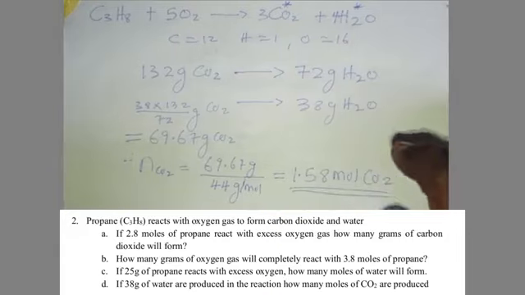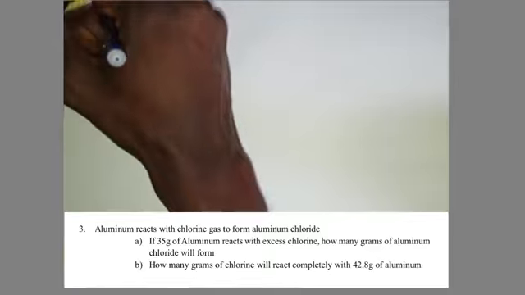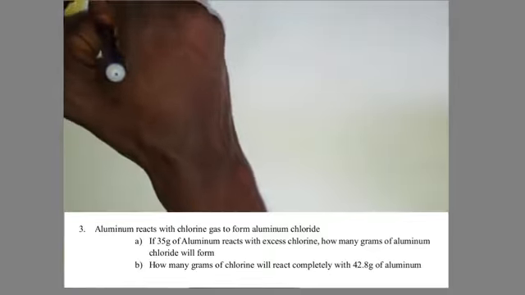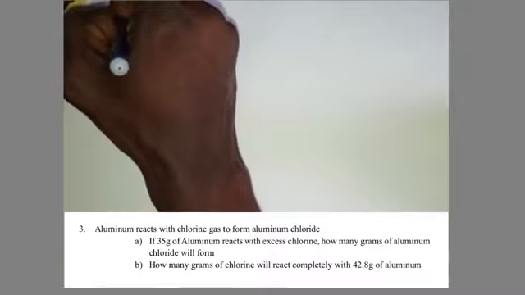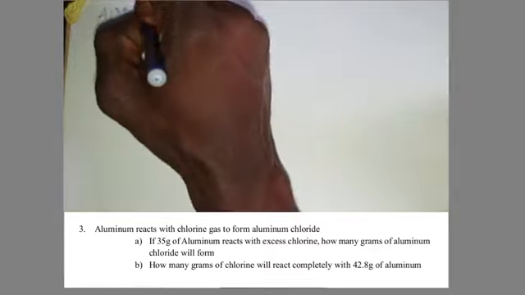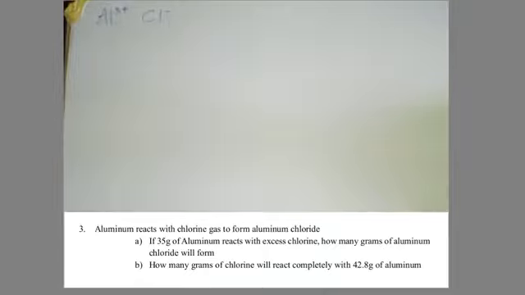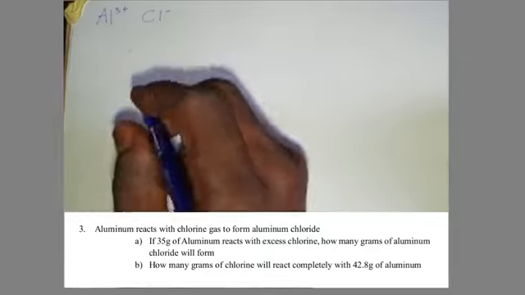So we are done with question number 2. Let's go to question number 3 now. For question number 3, we have that aluminum reacts with chlorine gas to form aluminum chloride. So we have to write a balanced equation for the reaction. We know that aluminum, Al, is in group 3 and it has a charge of 3 plus. And we know that chlorine is in group 7 and it has a charge of minus 1. So let's write a balanced equation for the reaction.